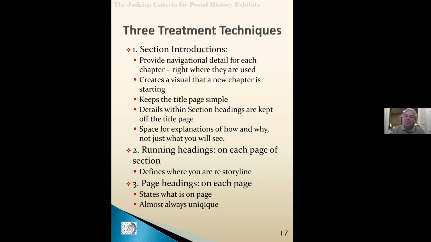Finally, each page should have a page heading. And the page heading states what's on the page. And unless there's very, very unusual circumstances, you do not repeat the page heading on more than one page.